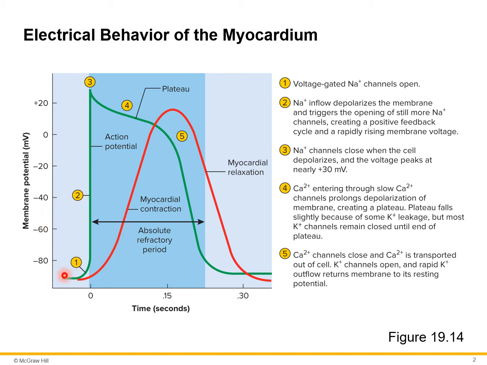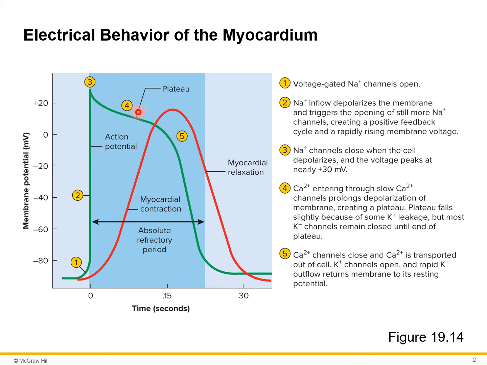So when the action potential reaches the non-pacemaker cells, the first channels to open up are the voltage-gated sodium channels. The sodium ions rush into the cell, and the cell begins to depolarize. As the cell begins to depolarize, more sodium channels open up and more sodium ions flood into the cell. As the cell membrane potential reaches positive 30 millivolts, the sodium channels shut close and the calcium channels open up.